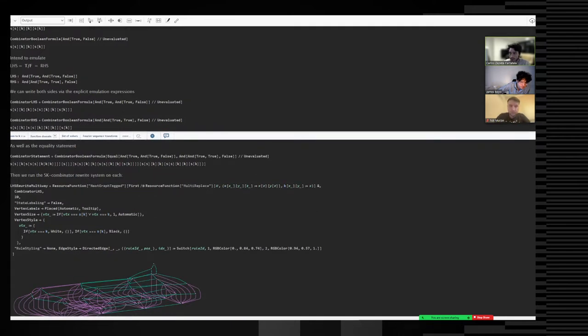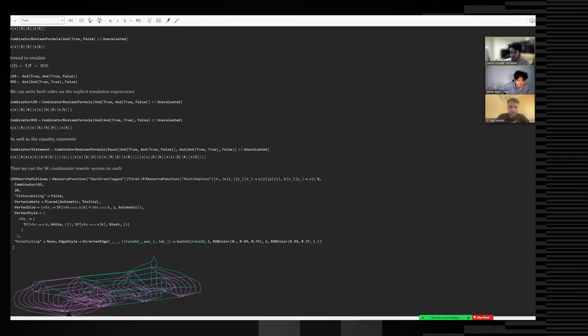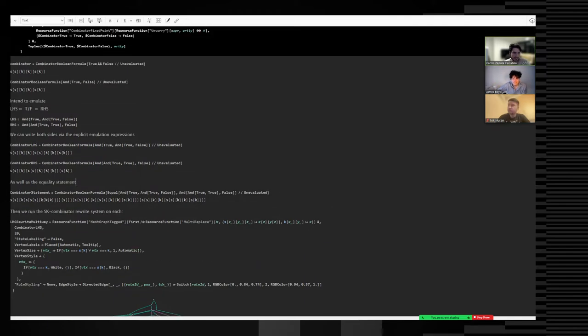So the other thing that we can do, and this was James' suggestion last time, we can also look at the equality statement because that's also a Boolean algebra statement. So the fact that this left hand side equals false and this right hand side equals false.